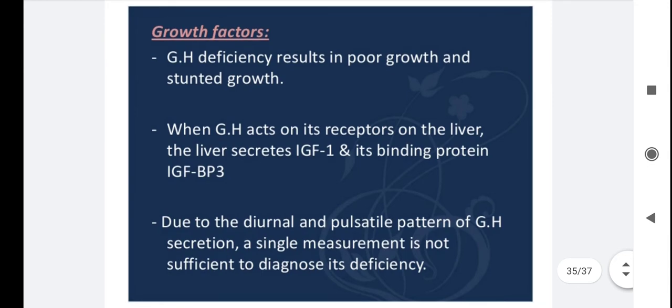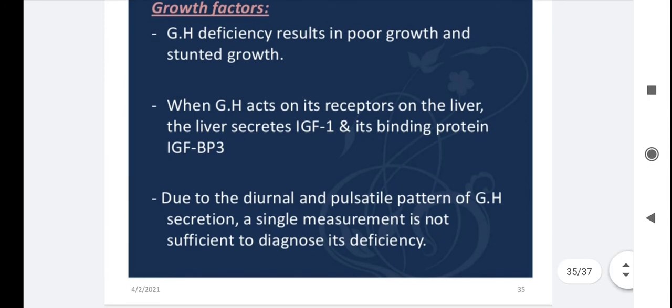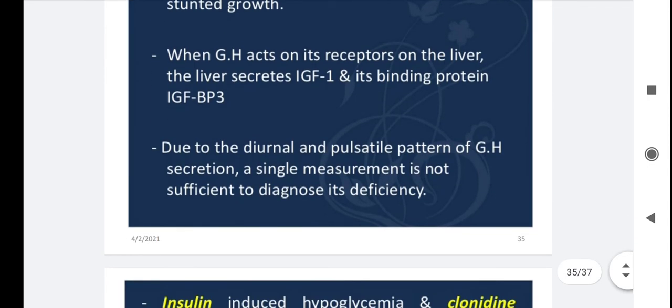Also, we can screen for growth factor. Growth hormone deficiency results in poor and stunted growth. When growth hormone acts on its receptor on the liver, it secretes insulin-like growth factor 1 and its binding protein, IGF binding protein 3. Due to the diurnal and pulsatile pattern of growth hormone secretion, a single measurement is not sufficient to diagnose its deficiency.